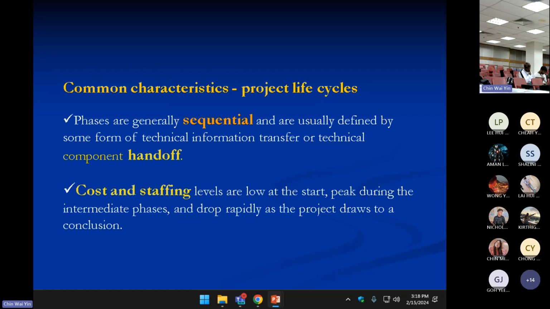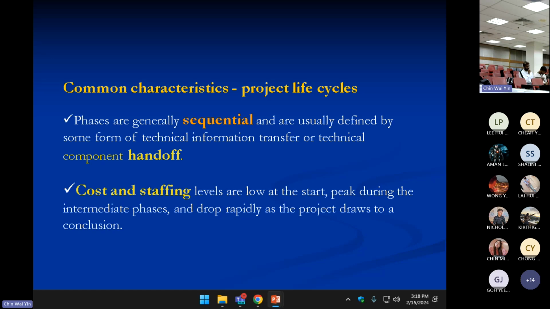So there are some common characteristics of a project life cycle. The common characteristic is that the phases are generally sequential. When you have a project, the initial phases, intermediate phases, and the final stages are all sequential, right? So one phase moves on to the next. And the final component is the handoff.